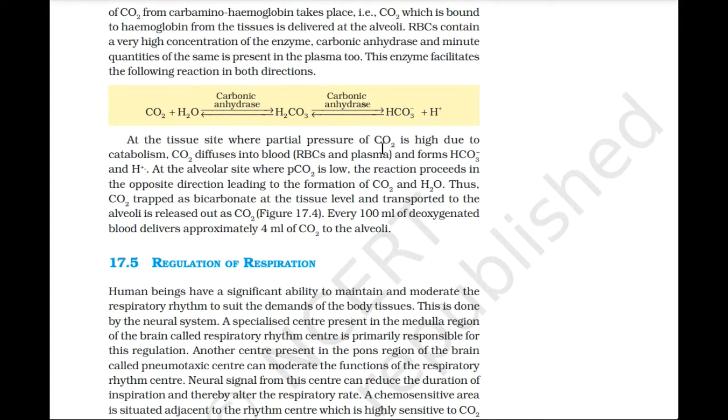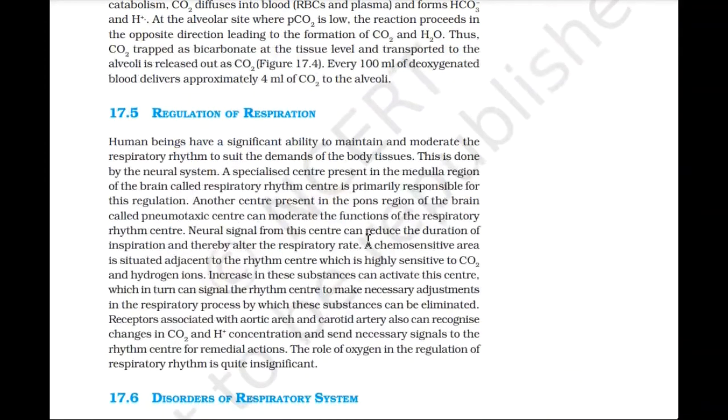At the tissue site, where partial pressure of CO2 is high due to catabolism, CO2 diffuses into the blood, RBCs and plasma, and forms HCO3 minus and H plus. At the alveolar site, where pCO2 is low, the reaction proceeds in the opposite direction, leading to the formation of CO2 and water. The CO2 trapped as bicarbonate at the tissue level and transported to the alveoli is released out as CO2. Figure 17.4 represents that every 100 ml of deoxygenated blood delivers approximately 4 ml of CO2 to the alveoli.